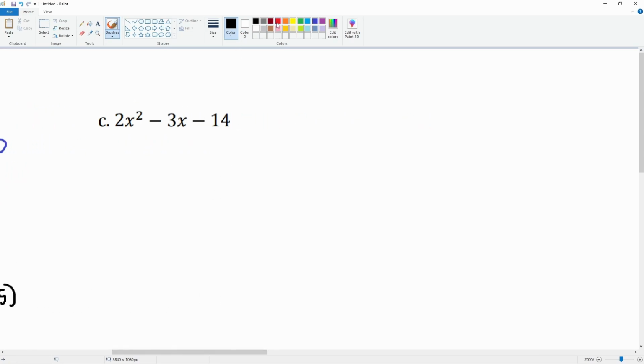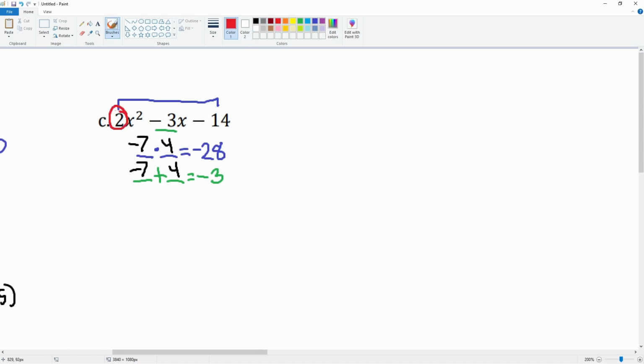Here, let's set up the dashes. 2 times negative 14, which is negative 28. So dash times dash is equal to negative 28. And the middle number, dash plus dash, is equal to negative 3. All right, so those numbers are 7 and 4. The negative is on the 7.